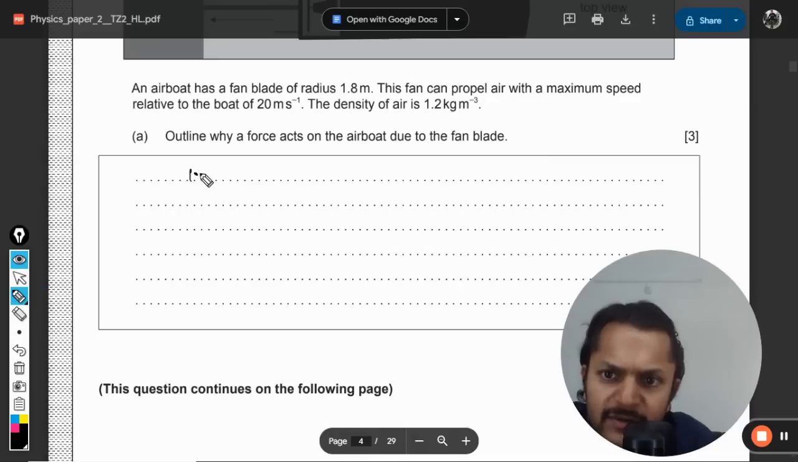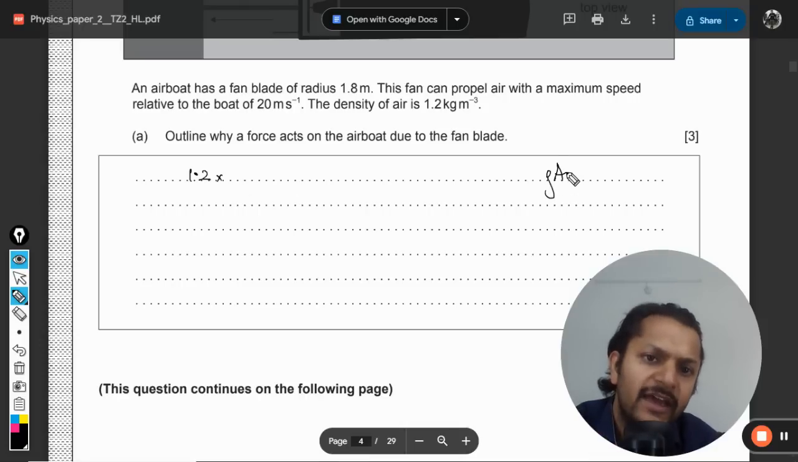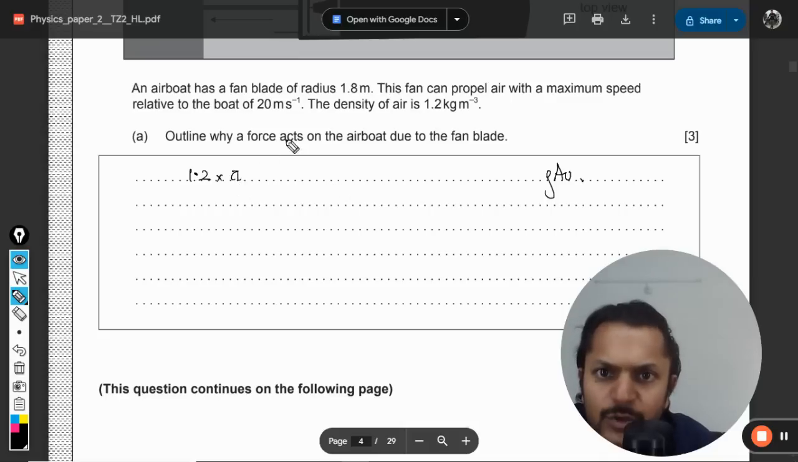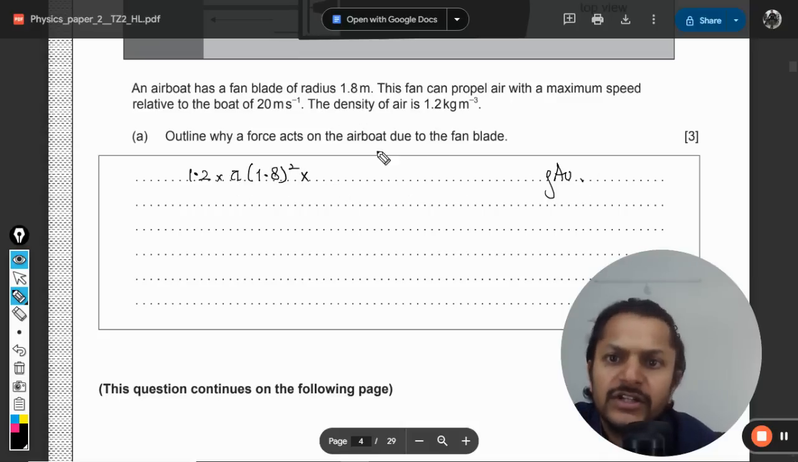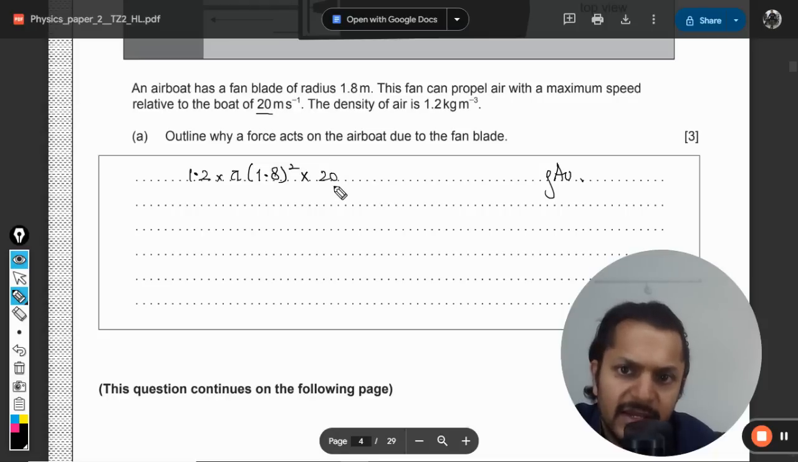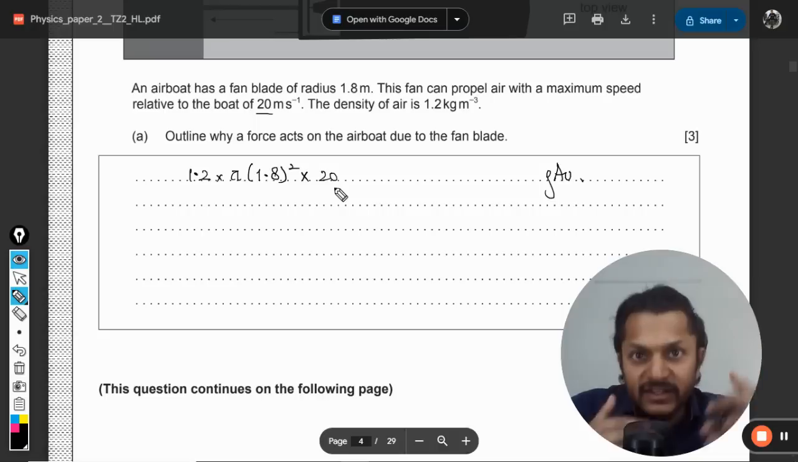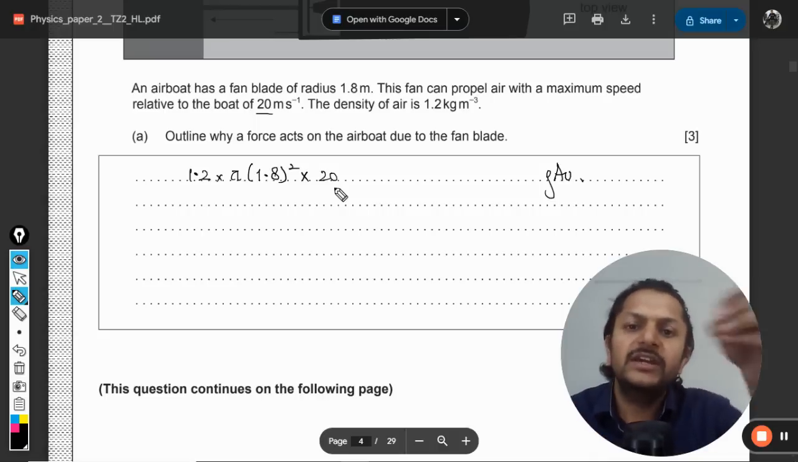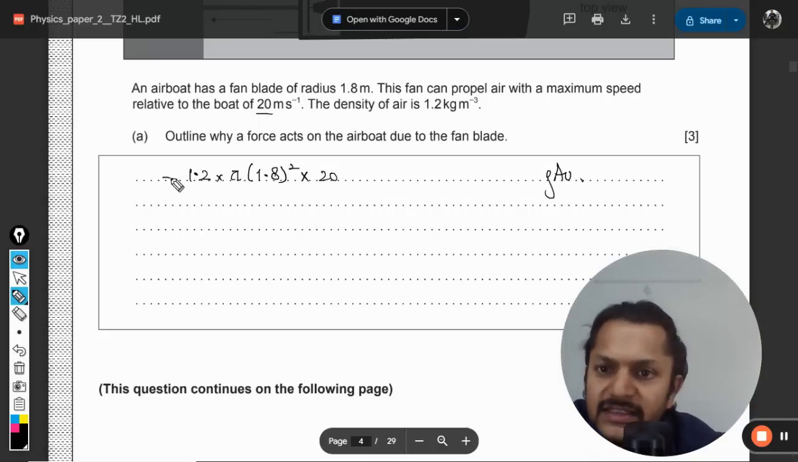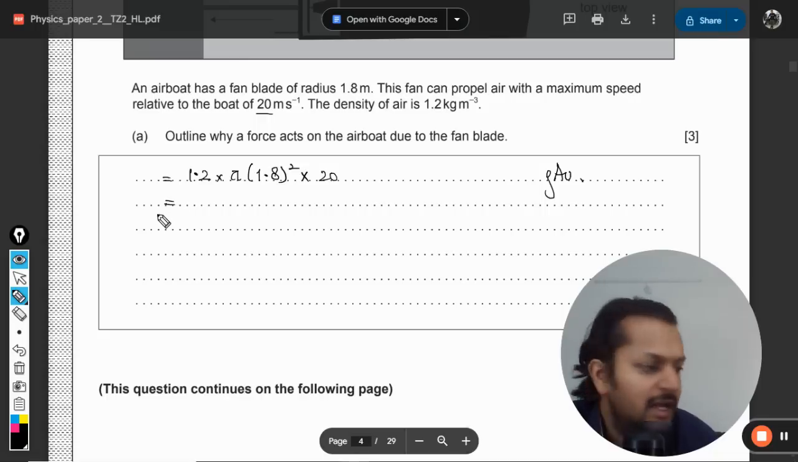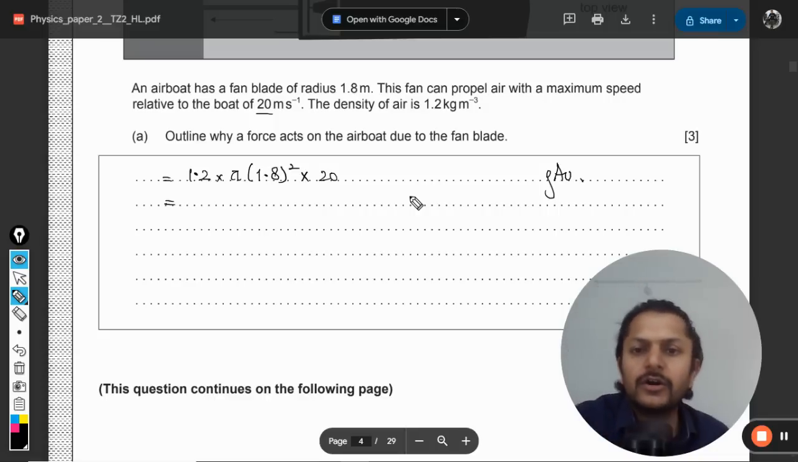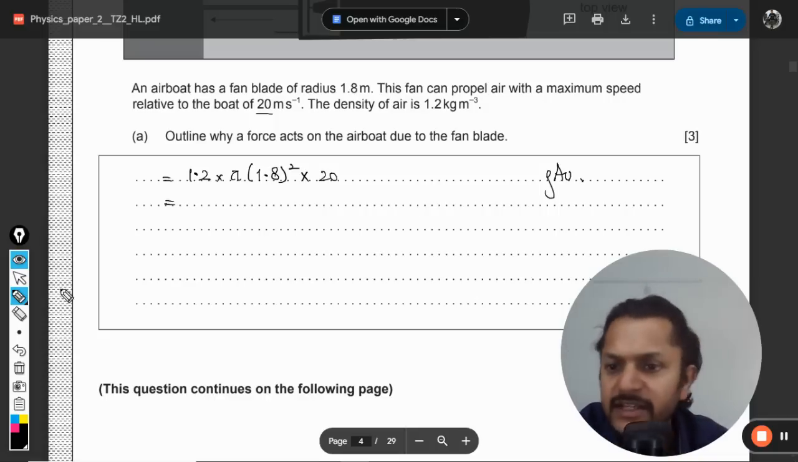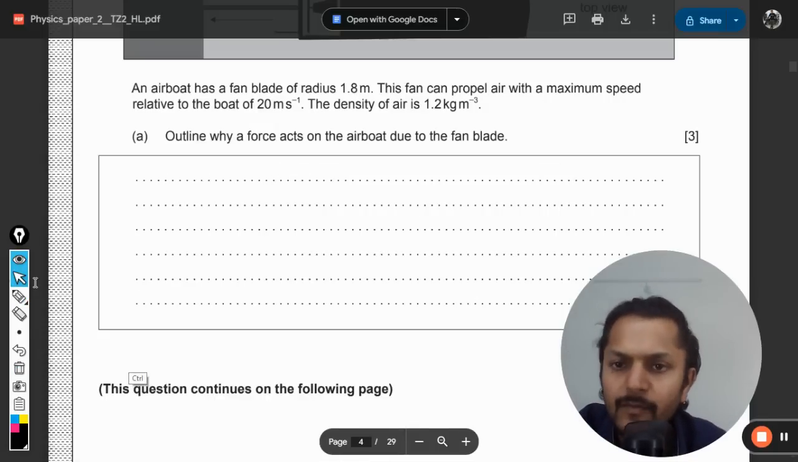So the density will be 1.2 kg per meter cube, and rho A v. What is the cross sectional area? Pi r squared. The radius is given as 1.8 in meters, and the velocity of the wind is 20. Relative to the boat, the wind is going backward with the speed of 20. So we will write this, and this will give us the answer. And let's see if they are doing the same thing. Let us see the mark scheme.